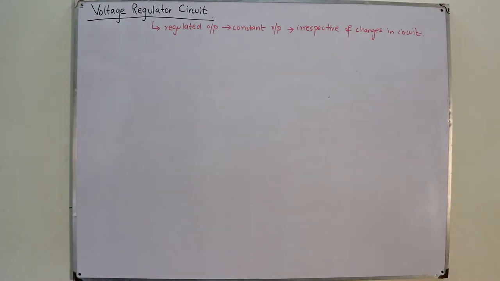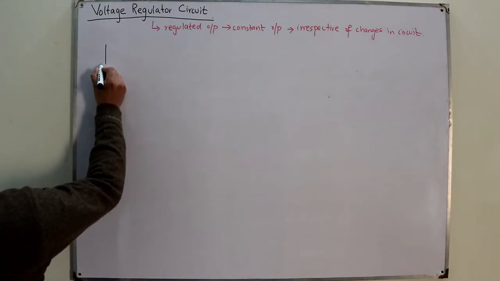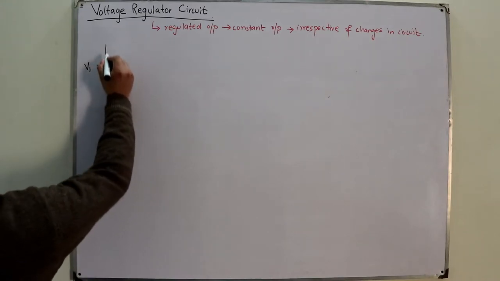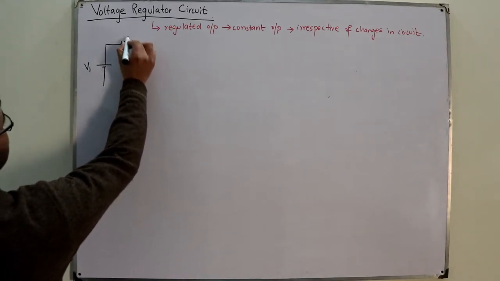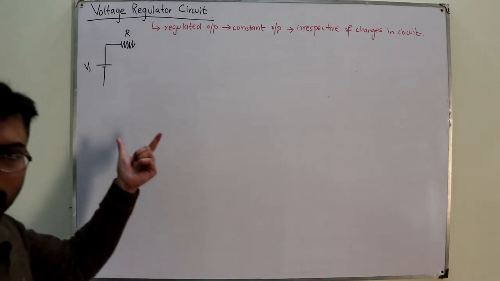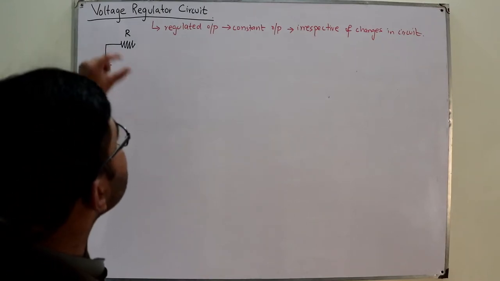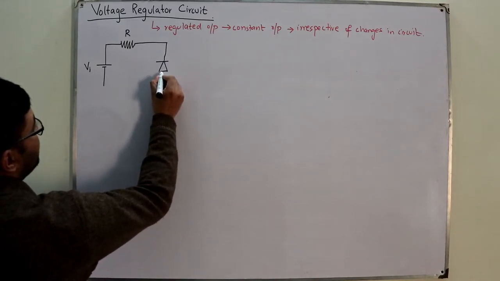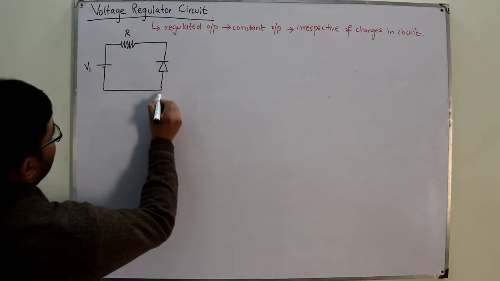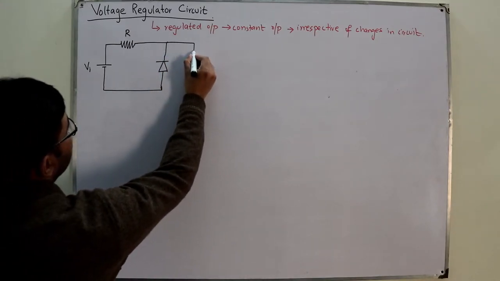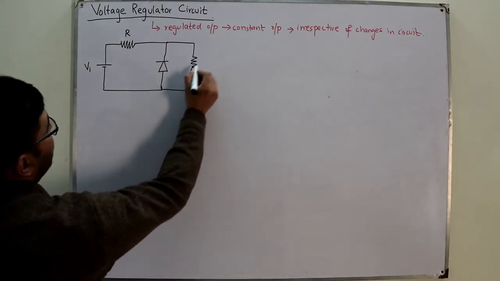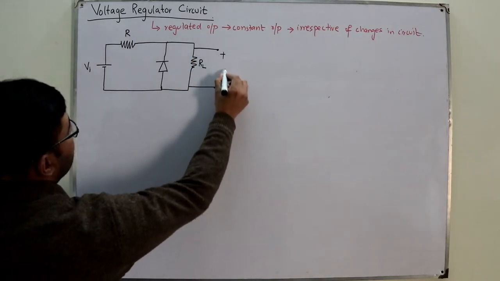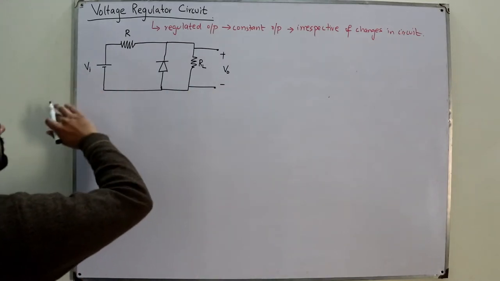So first of all, let me draw the circuit. The circuit is that, first of all, you will have a voltage source, represented by V input. This is a V input source. You have a resistor R. Now this resistor R could be a current limiting resistor, or it could be the internal resistance of the source, which means in any case, this would be a smaller value as compared to the load resistor, which I'm showing over here, and this is RL, and the output would be taken from RL. Let's say a plus minus output voltage, or whatever it is, you can understand this.